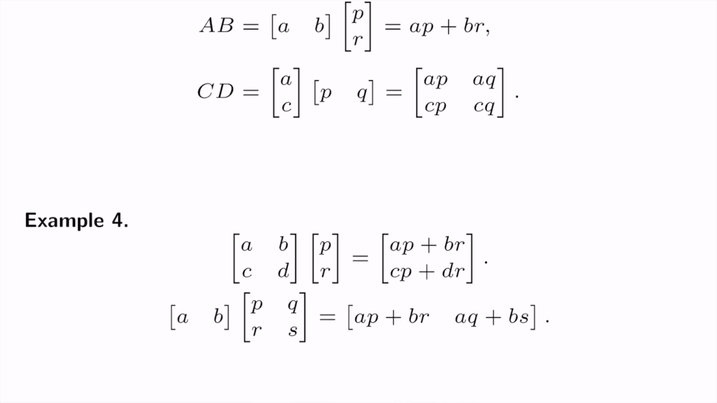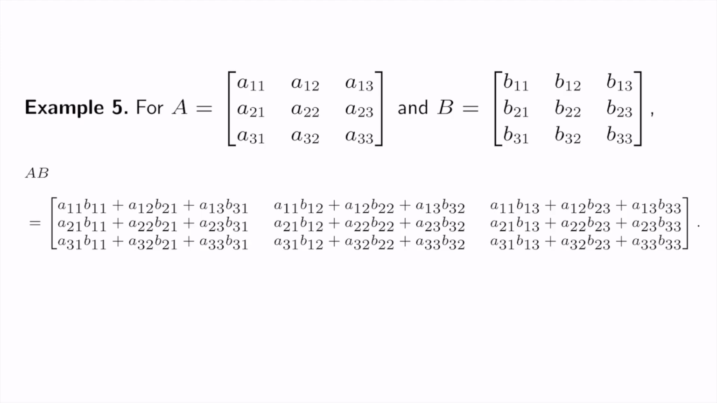And the next example, a 2 by 2 matrix times a 2 by 1 matrix. So a matrix times a column vector becomes a column vector. So the column vector is multiplied from the right. The next example is a row vector times a matrix. So a row vector times a 2 by 2 matrix becomes a row vector. So in this case, the row vector comes to the left of the product.